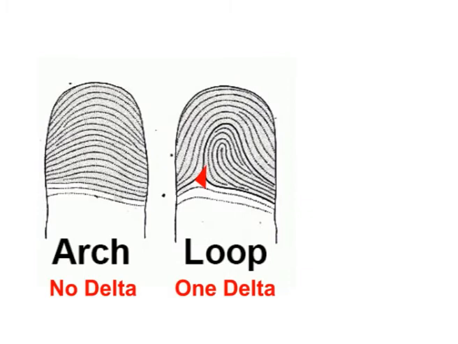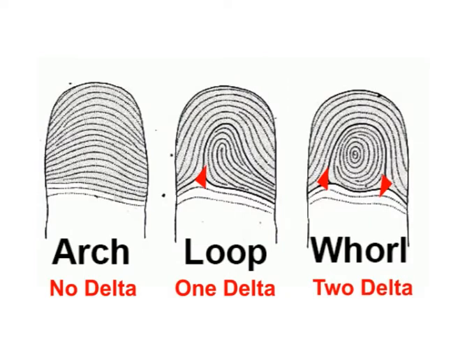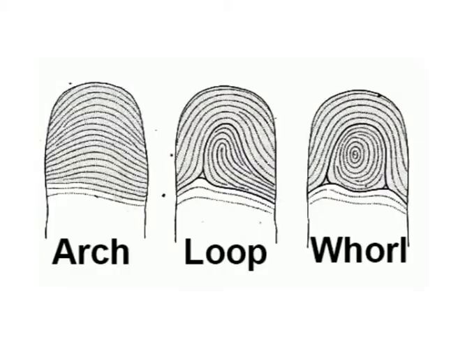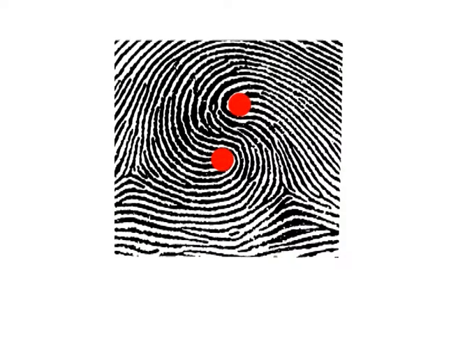In arch pattern, there is no delta. The loop pattern possesses one delta, while the whorl and composite patterns possess two or more deltas. Core. Core is the central terminus of the pattern. It is the approximate center about which the ridges form the pattern. The point of core is important for correct ridge counting and for correct interpretation of loops and whorls. In arch patterns, the core is absent, but loops and whorls have one core. In double loop patterns, there are two cores.